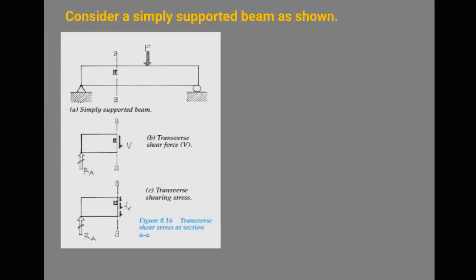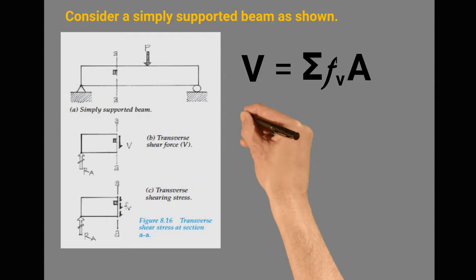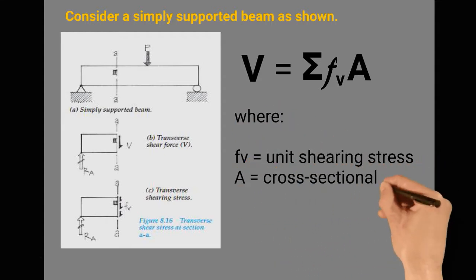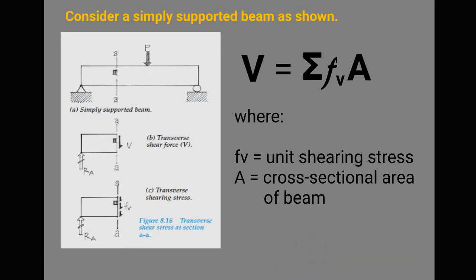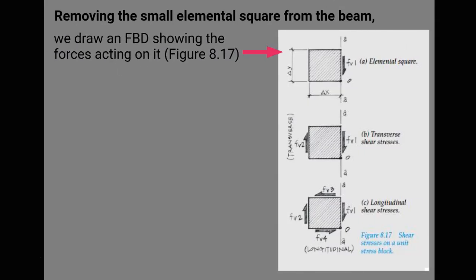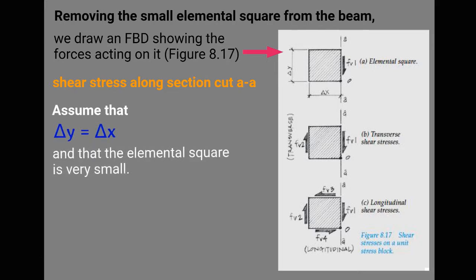Consider a simply supported beam as shown. V is equal to the summation of Fv times area, where Fv is equal to the unit shearing stress and A is equal to the cross-sectional area of the beam. Removing the small elemental square from the beam, we draw an FBD showing the forces acting on it. As shown on figure 8.17, assume that delta y is equal to delta x, and that the elemental square is very small.